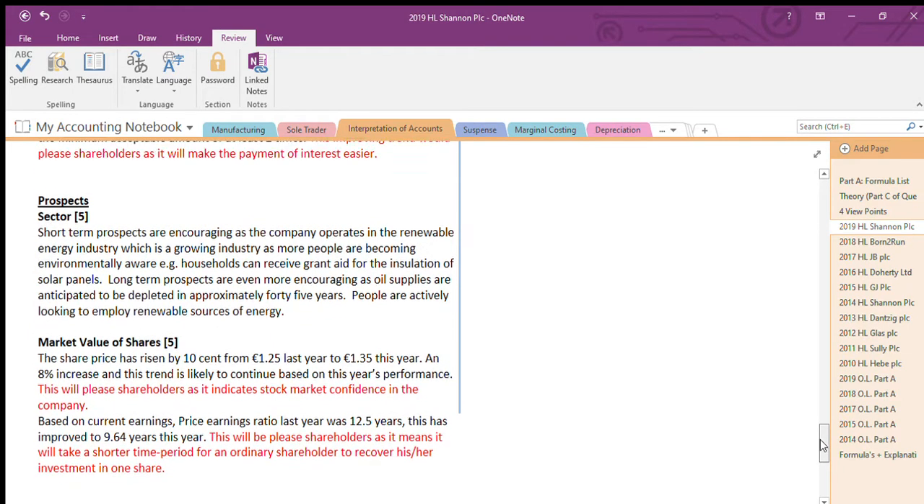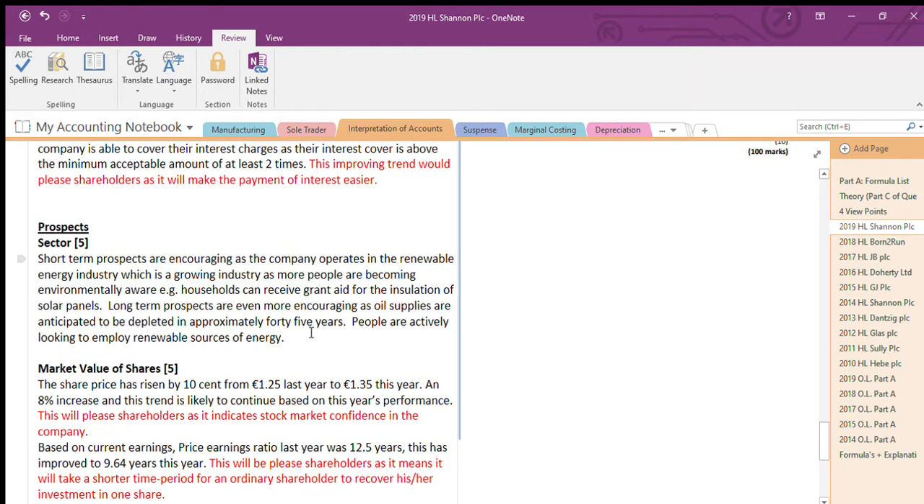Now, I won't go into too much detail because I have this stuff written out and I'll just give it to you. And it's not a case of learning it off. It's a case of understanding and being able to talk yourself. So renewable energy, there's more focus put into this as the years go by. So, it's a growing industry.